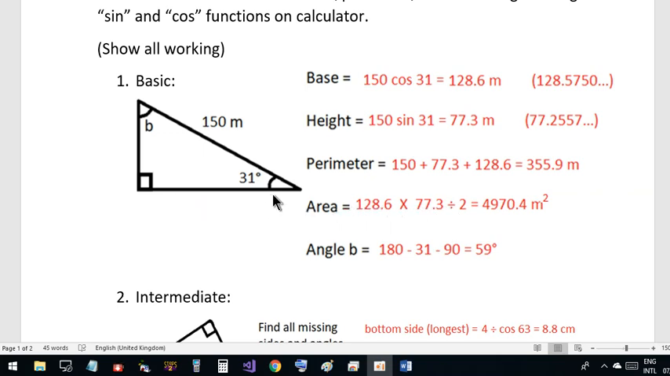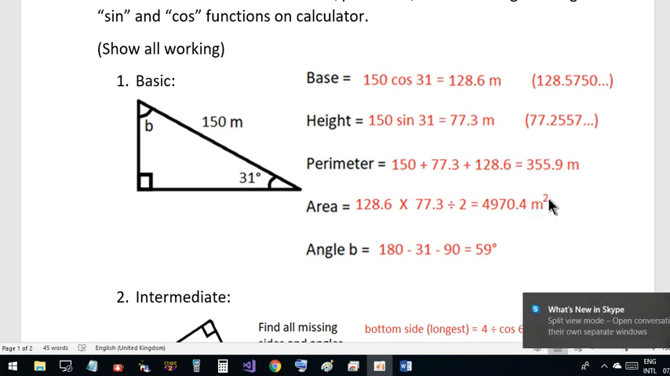Now the area is going to be the base times the height divided by 2 for a triangle. Don't forget to divide by 2, because if this is half of a rectangle, the rectangle would go all the way across to here and then down here. So we actually do need to divide by 2. We've got here the base, which is 128.6, and the height, which we worked out to be 77.3. You multiply 128.6 times 77.3, divide by 2, and you get 4,970.4 meters squared.